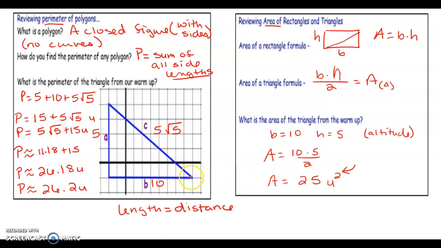Now, before I move on to the next slide, I want us to think about this diagonal we have here. What is the slope? We talked about the slope of the horizontal line being 0 and the slope of the vertical line being undefined. But what is our slope here? Remember, it is our rise over our run. Another way of thinking about that is our altitude or our height over our base.